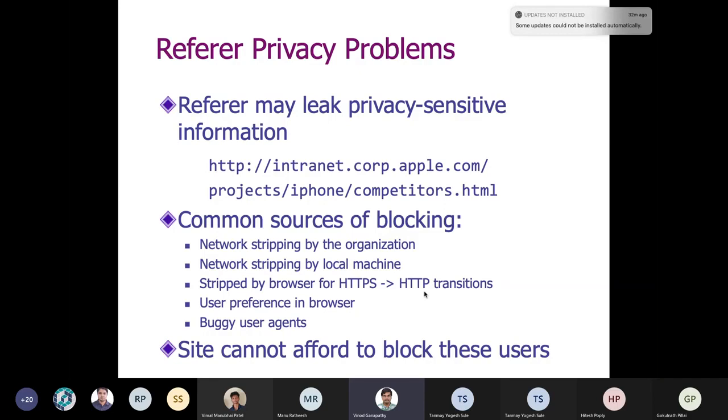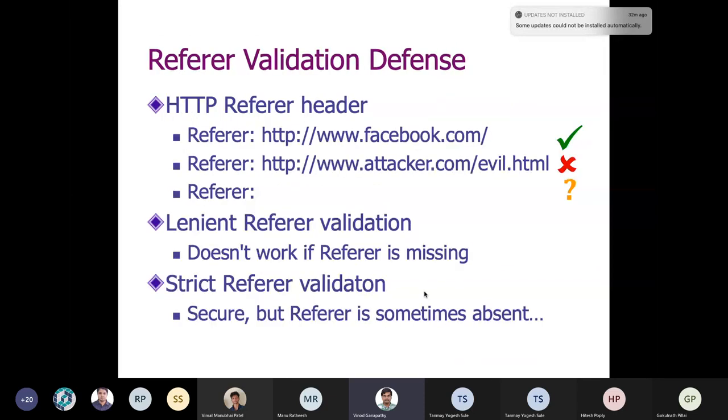I mean, the victim website or the bank.com cannot really afford to block these users. So this is why the HTTP referrer header, although it seems like a logical solution, runs into practical difficulties. The problem always arises from this empty referrer field, where you really don't know what to do if the referrer is empty. So referrer validation is not really a good solution for cross-site request forgery, and this is why the more commonly adopted solution is that of the CSRF tokens.